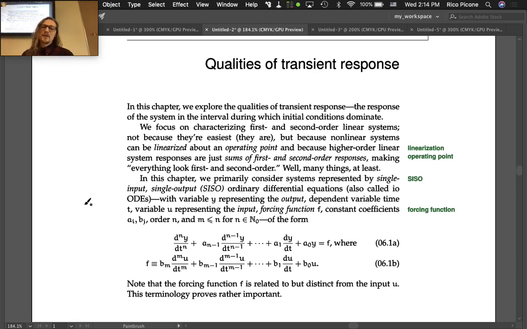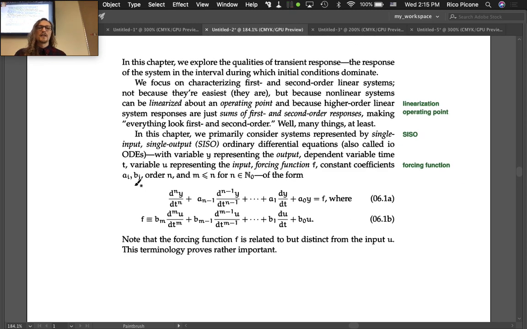So in this chapter, we primarily consider systems represented by single input, single output ODEs. We have the familiar notation: y is the output, u is the input, t is time, f is a forcing function, constant coefficients a and b, n is the order of the system, it's an integer, m is less than or equal to n, and it's also an integer.